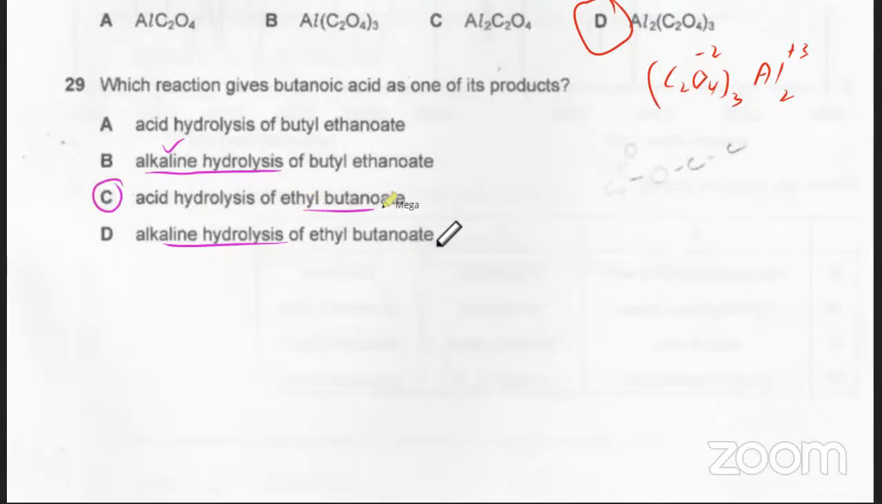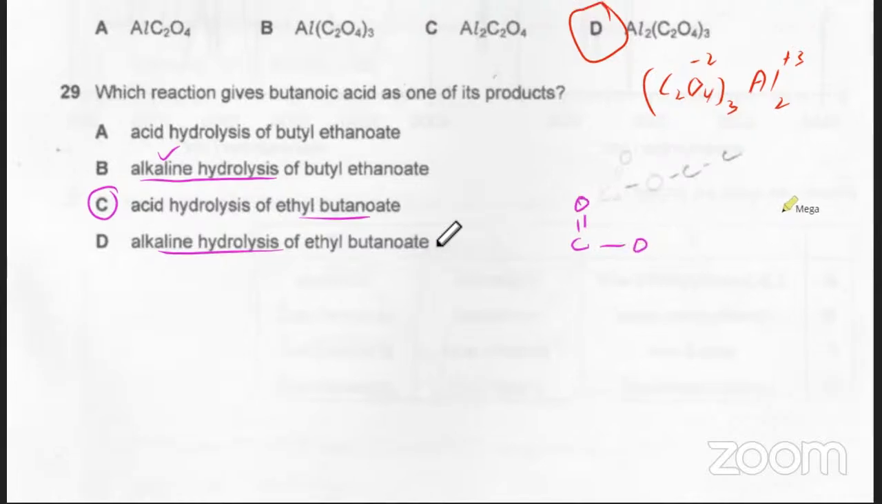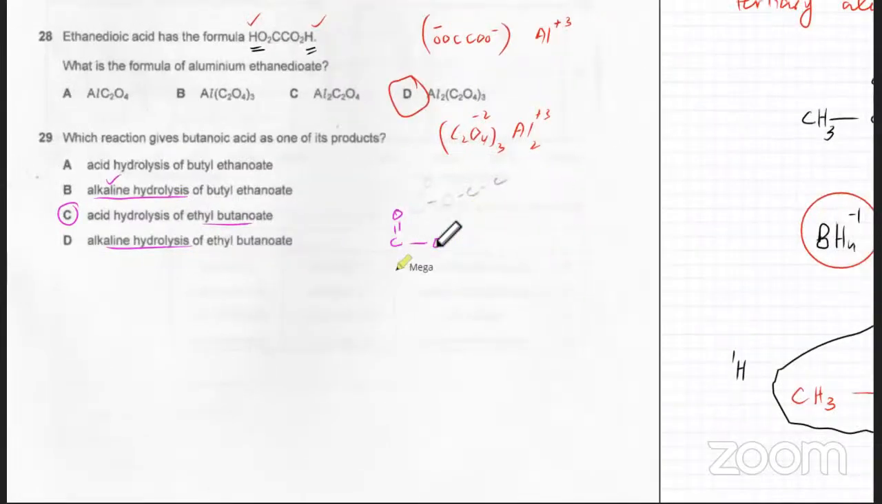That if you have ethyl butanoate, it's an ester, C double bond O, and there is O, and it will have ethyl, so that's 2 carbon atoms on this side, and butanoate, that's 4 carbon atoms on the other side. It's going to break in the middle. This side would turn into a carboxylic acid, so there's going to be 4 carbon atoms.